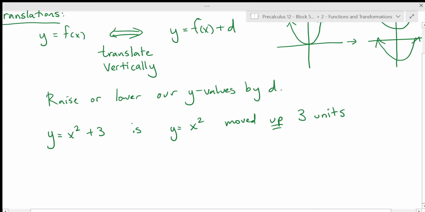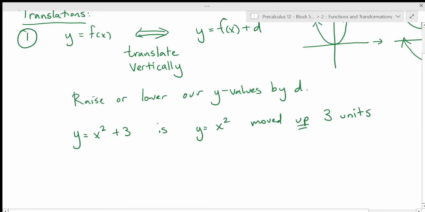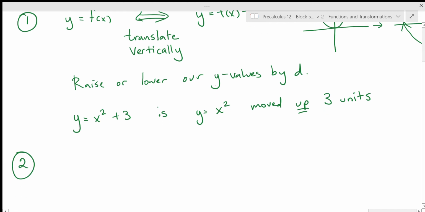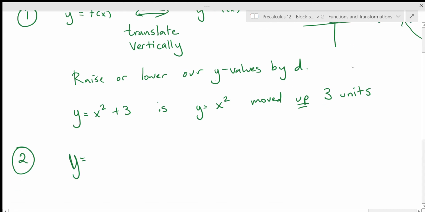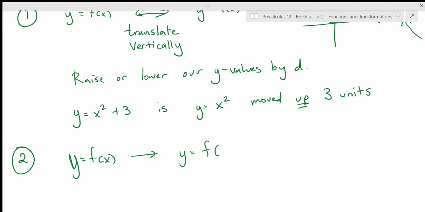So, next one. This is our first transformation. So let's call this number 1. This is our vertical translation. We then have a horizontal translation. So that's y equals f of x, and we're going to change y equals f of x to y equals f of the bracket x plus c. And I write x plus c. I know in the book sometimes he will use x minus c, but I like you to write x plus c because whenever c is negative, we go right. Whenever c is positive, we go left. Okay?